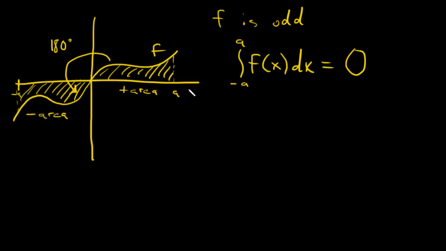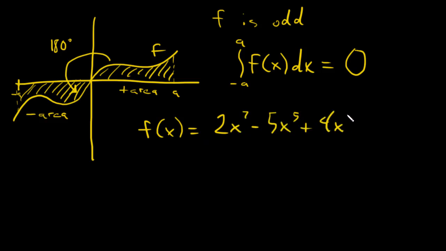Okay? And what does an odd function look like? Well, an odd function looks like 2x to the 7th minus 5x to the 5th plus 4x cubed minus x. Every single exponent for each term is odd. That's when you get this rotational symmetry. Okay? Now, you will be stunned at how often this comes up.